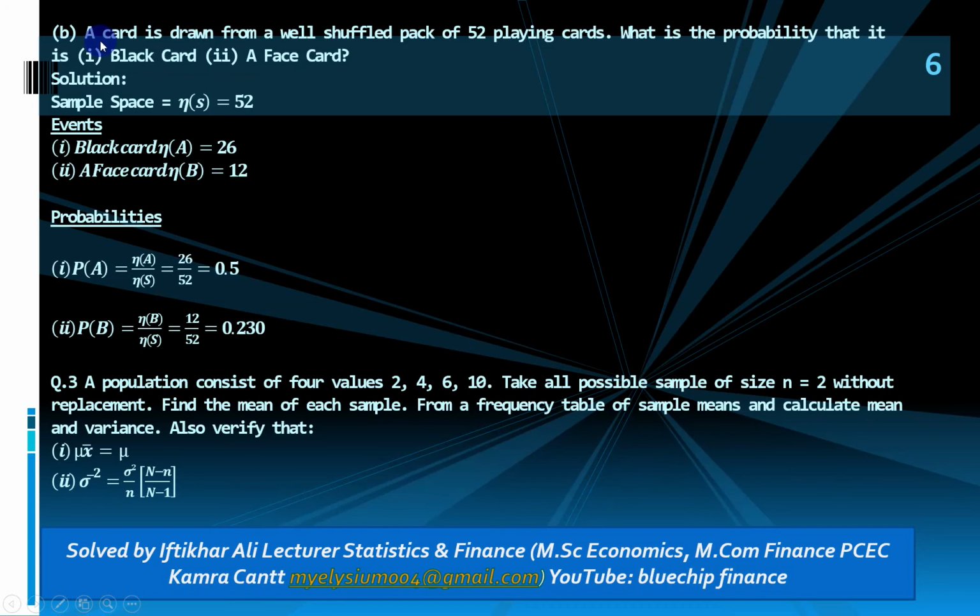Part B, a card is drawn from a well shuffled pack of 52 playing cards. What is the probability that it is number 1 black card, number 2 face card? First important step is to calculate the sample space.